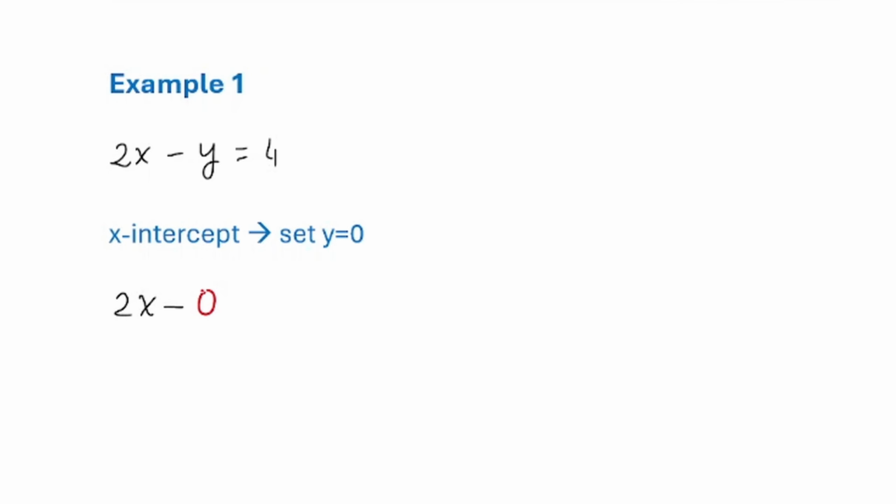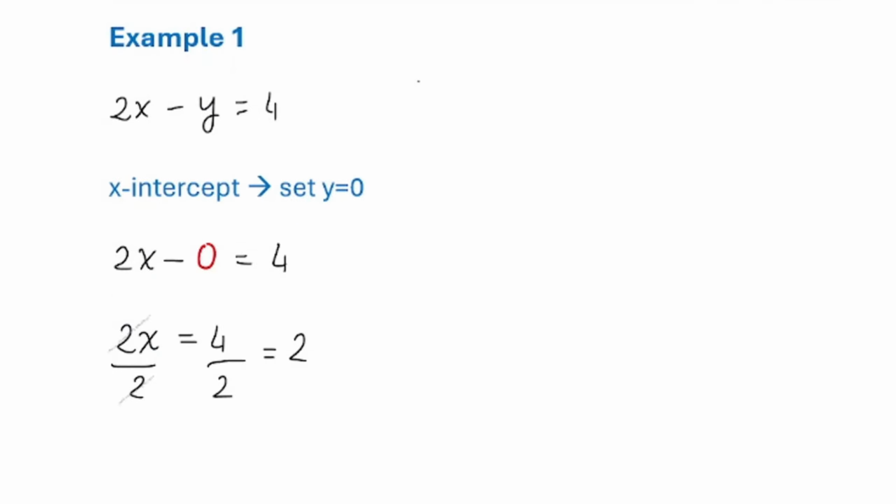Let's start with an example. We have 2x minus y equals 4. First, we find the x-intercept, so we set y equal to 0. We rewrite the equation replacing y with 0, so we get 2x minus 0 equals 4. We simplify. 2x minus 0 is just 2x. So we have 2x equals 4. We solve by dividing both sides by 2. x is equal to 2. So the first point is (2, 0).